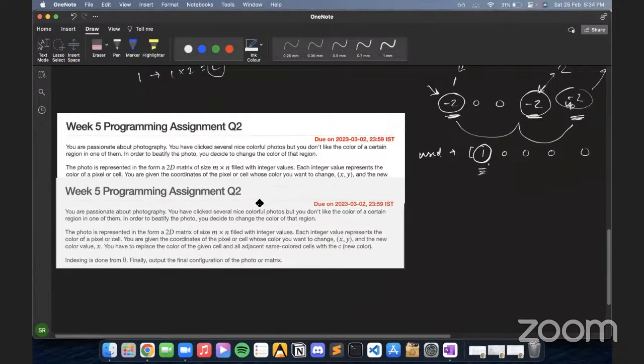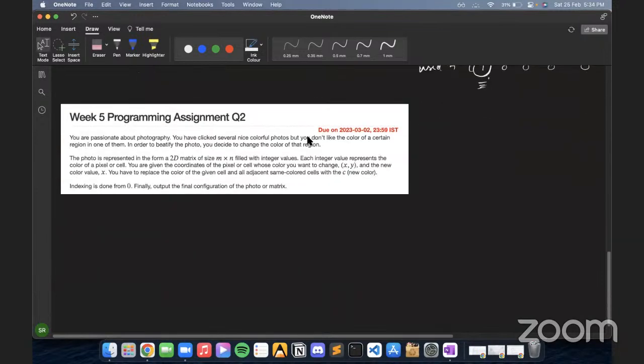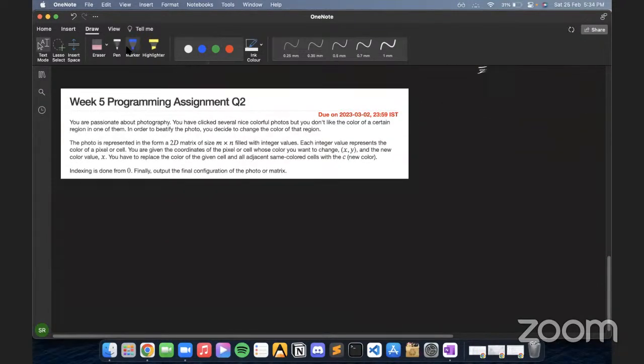Now let's look at, I'll just explain the week 5 programming assignment question 2 also. What this problem is saying is basically you have clicked some photos and it is in the form of a matrix. The photo is stored in the form of a 2D matrix of size m into n, and it is filled with integer values.